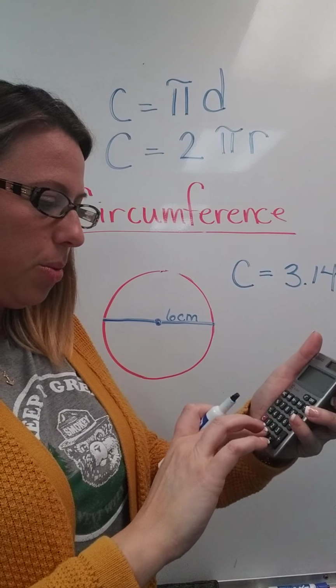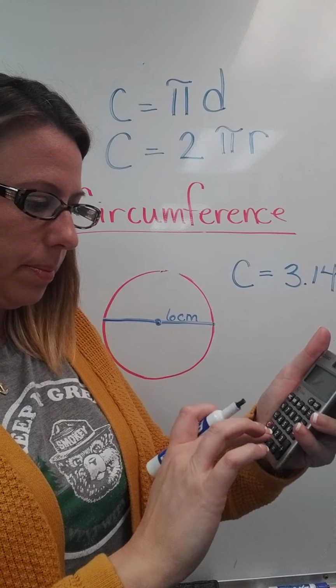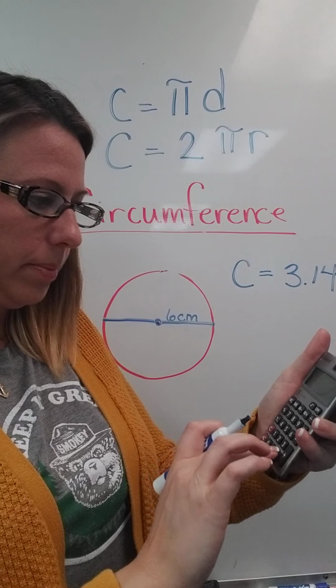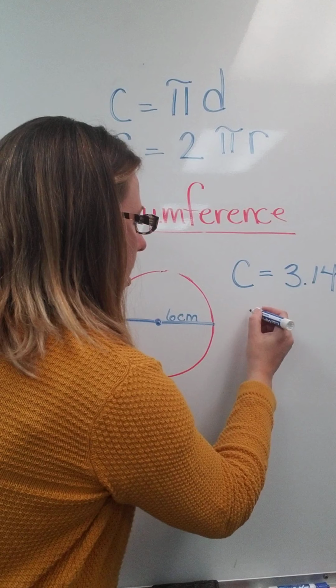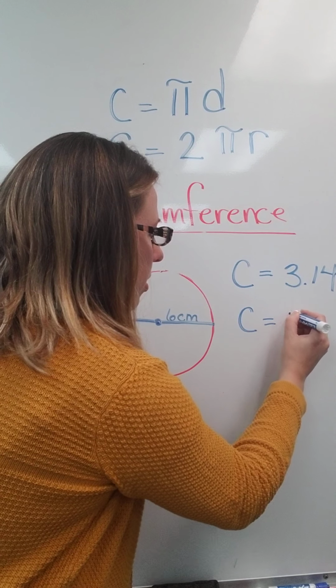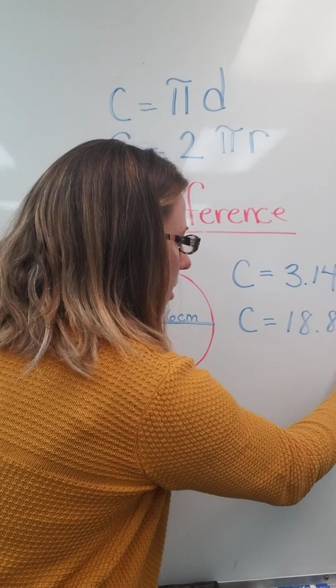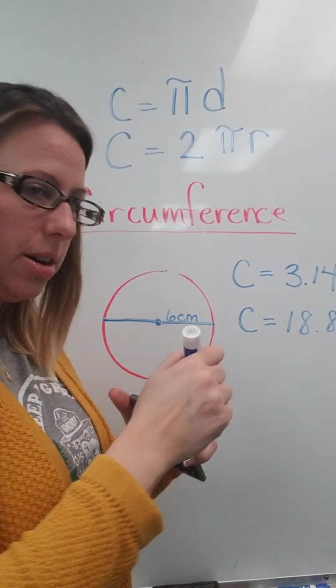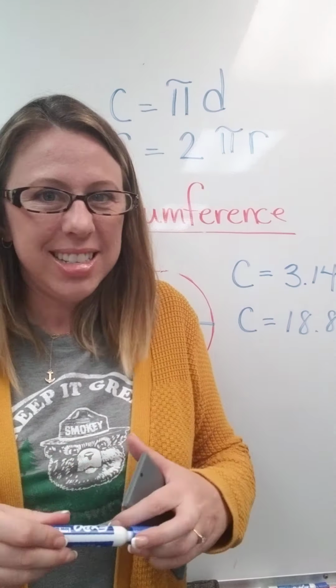So if you did that, 3.14 times 6, you would get 18.84. So the circumference of this circle is 18.84 centimeters. It's as easy as that. It is not hard to do at all. Now I'm going to give you one that has a radius for it, okay?